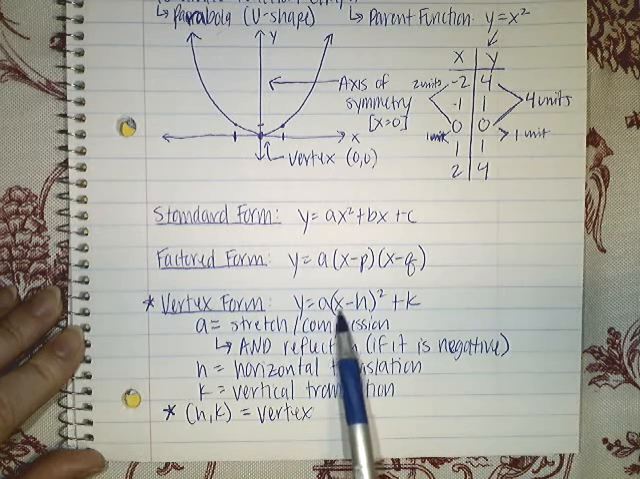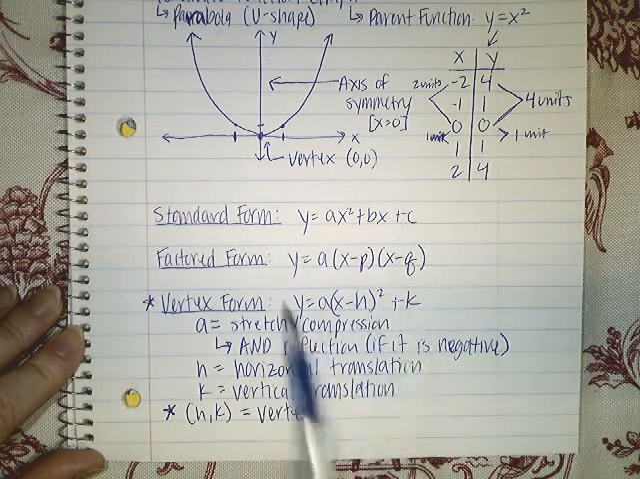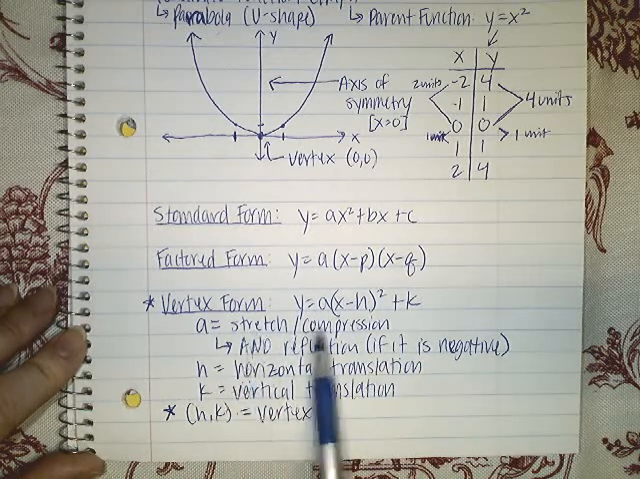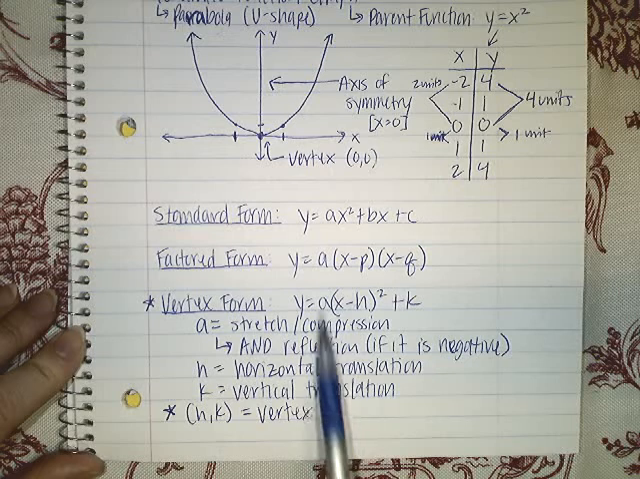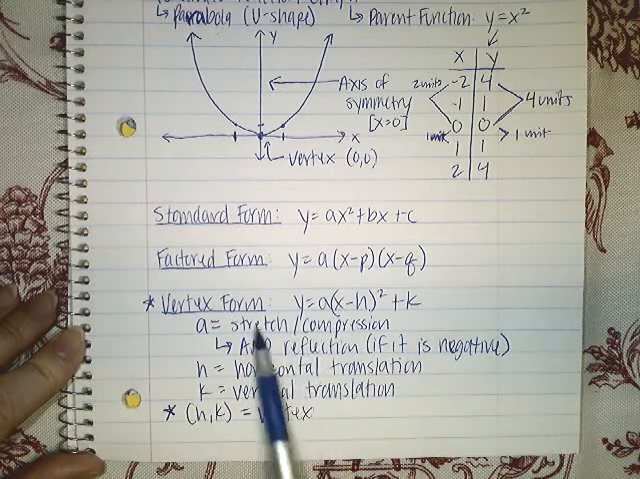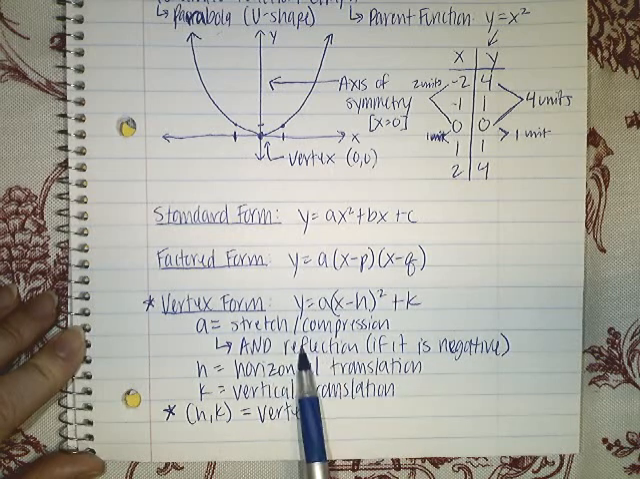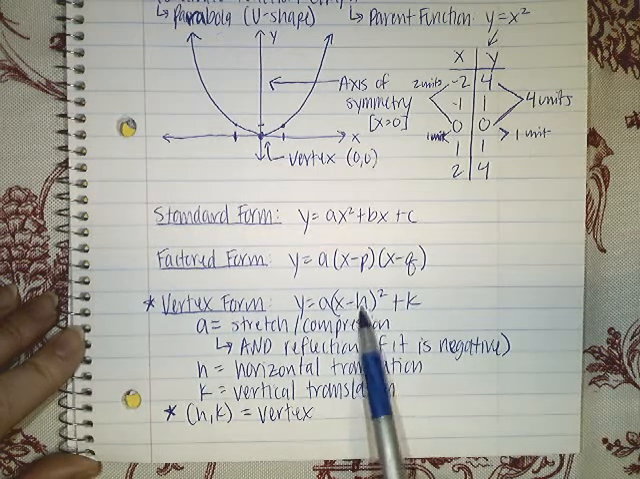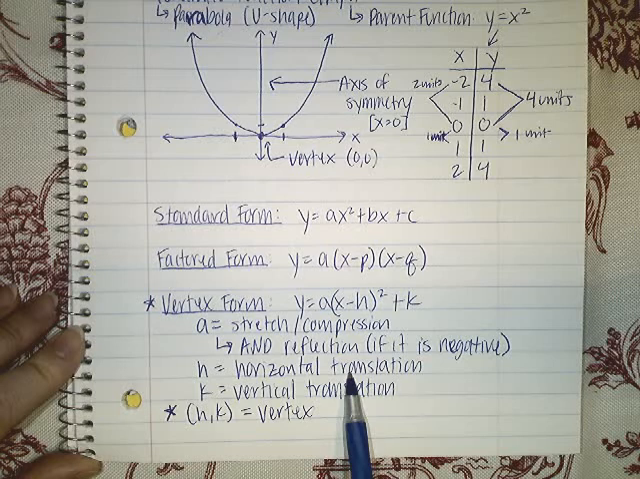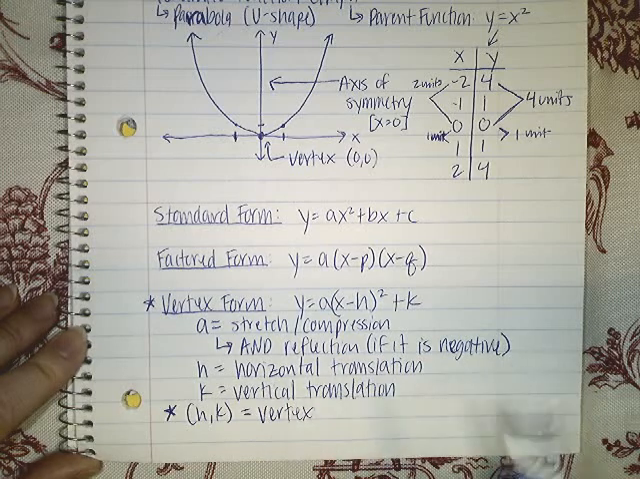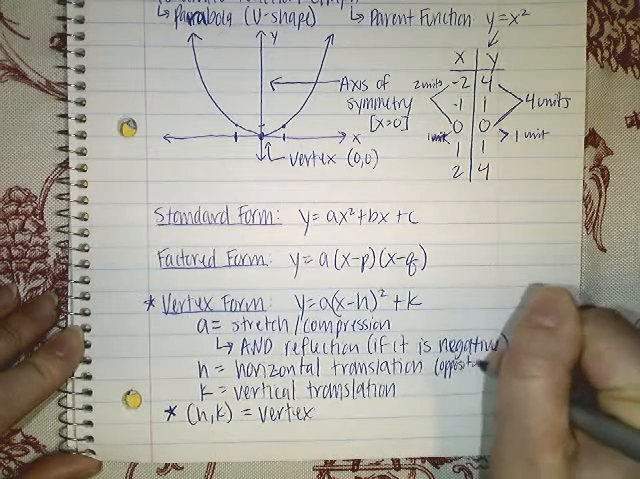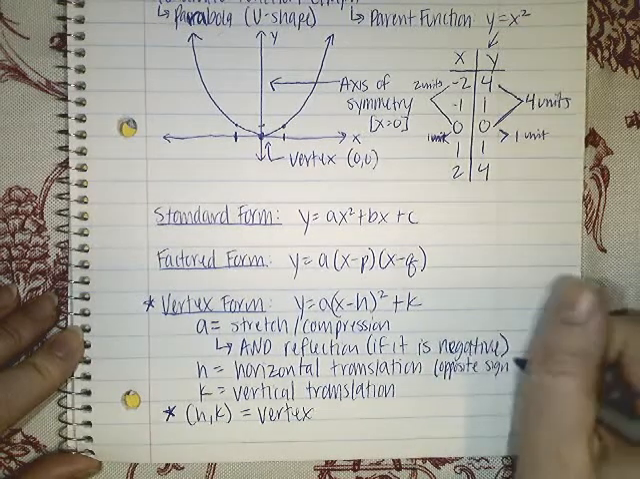So y equals a(x minus h) squared plus k. This might look familiar. We'll talk about that more in a minute. A is our stretch or compression, and if it's negative, it'll also have a reflection. So a tells us our stretch, compression, and reflection. Maybe you're remembering where you heard this before. h tells us our horizontal translation, so it tells us left and right. So again, remember, it's always the opposite sign when you take it out.